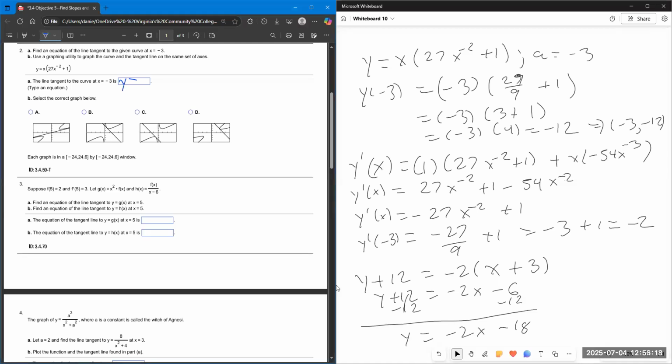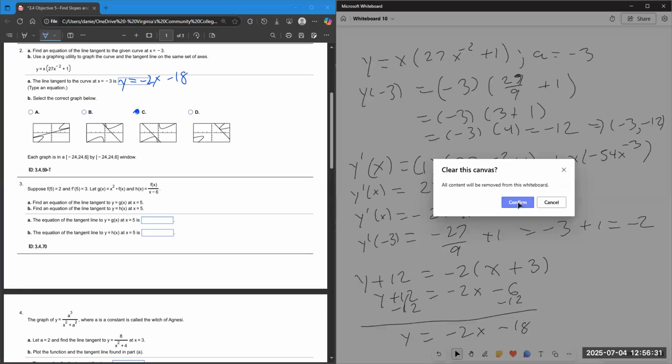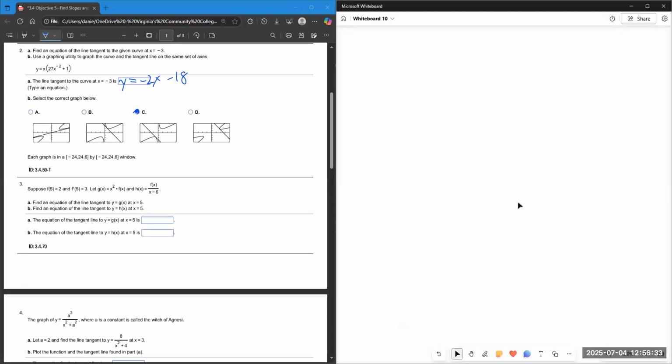This did not give me y equals, so make sure to include it. And that is option C. For number 3, they give us 2 different functions here. So it's kind of a little different.